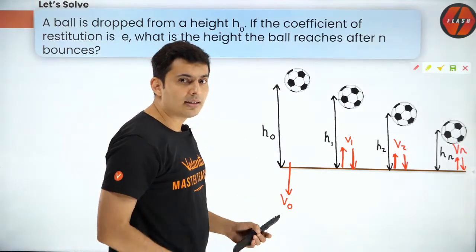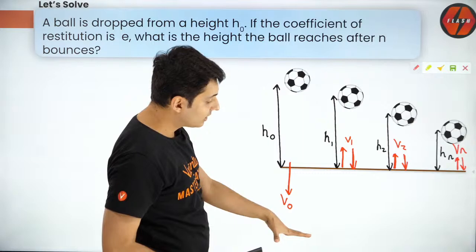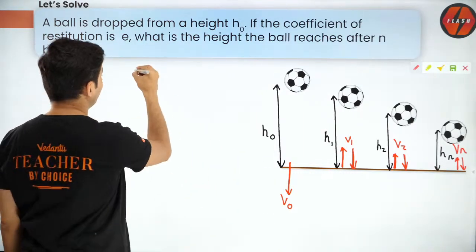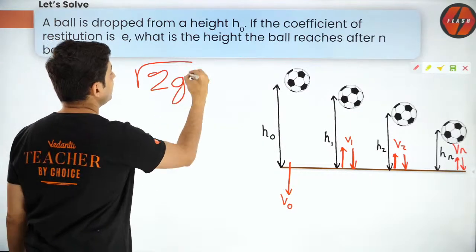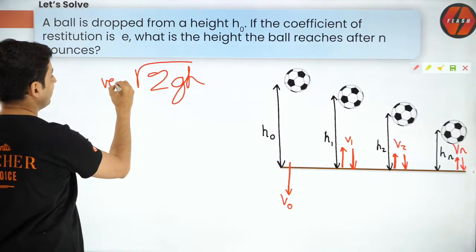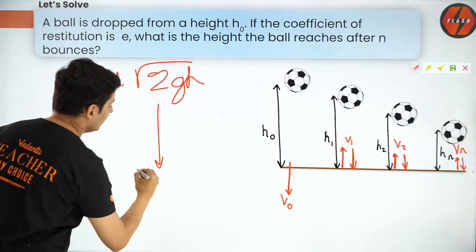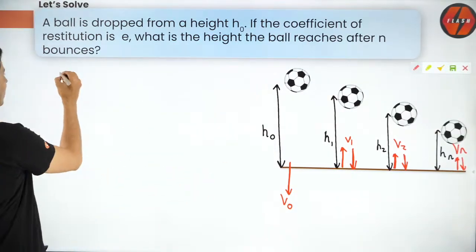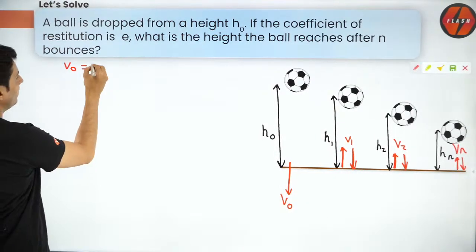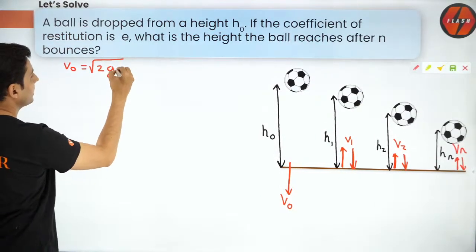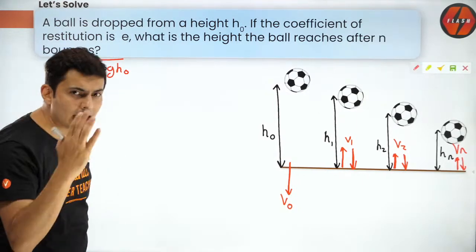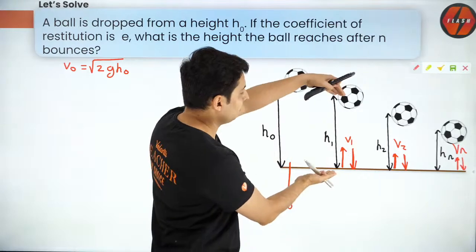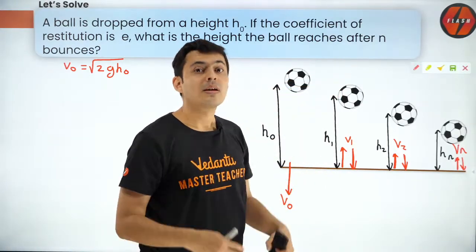Do you remember the formulas? When you drop something, what speed will it hit the ground? I have told you that. So, if you remember the formula, root 2gh. This is the velocity just when something hits the ground. That's it. Use it and you will start getting v0. So, v0 will be root 2gh0. Correct?